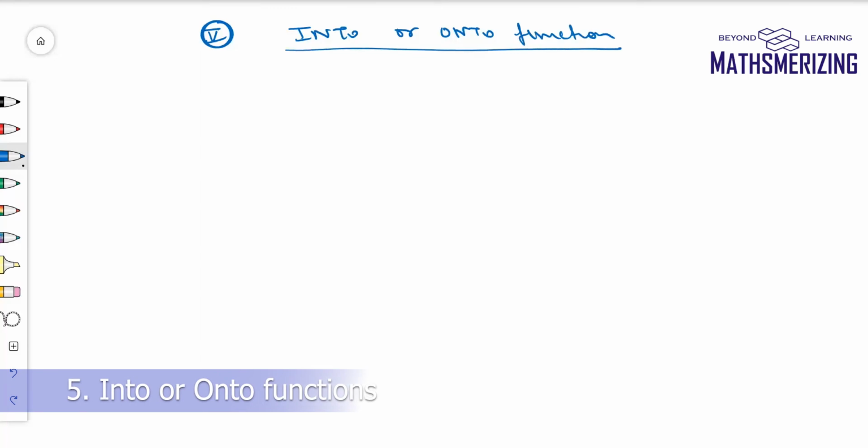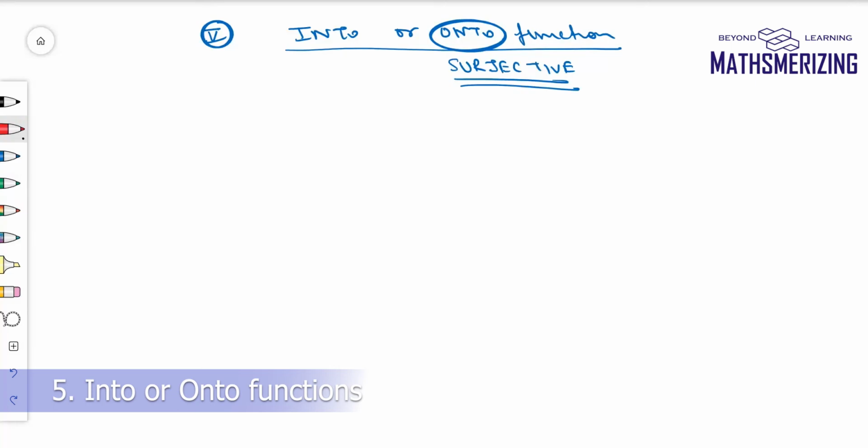Whether the graph is an into function or an onto function, and onto functions are also called as surjective functions. Now this one is pretty simple. You'll be given a function which is defined from A to B. Now find the range of this function. So we have already studied how to find range from the graph. Now compare this range with the codomain.